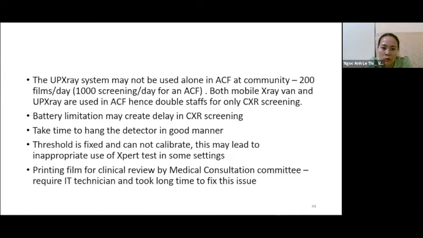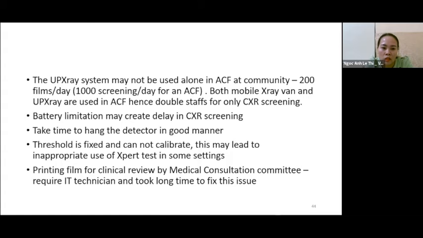So that is the reason why we do need the mobile X-ray vans to go together with UV X-rays in the active case finding. And that means that we need more staff for jet X-ray screening for TB only.